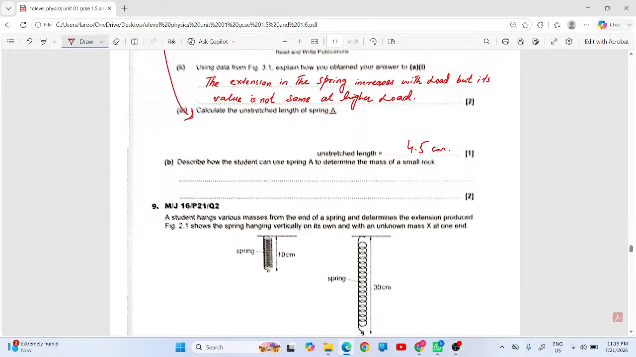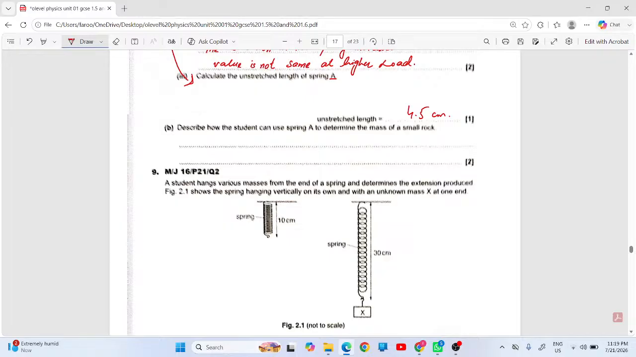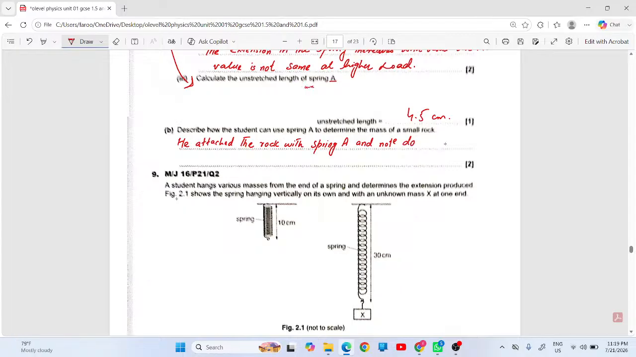Okay. Next is describe how the student can use the method. कैसे, he attaches the rock with the spring and notes the extension.